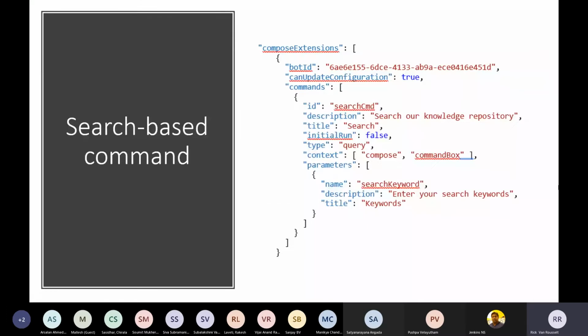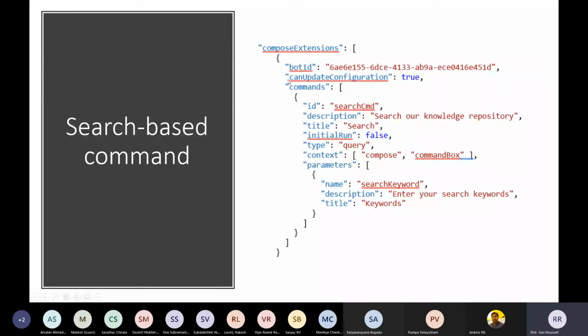So a search-based command, how do we do that in our manifest? As you can see here, it's still called compose extension, of course. They cannot change it because of backwards compatibility, we all know that. So they cannot change it in the manifest. Here we get our bot ID. So yes, we have to set up a full bot, of course. Then there's canUpdateConfiguration. I'll get to that later. You can configure your messaging extension or let people configure it if you need it. So the true or the false here defines if people can update the configuration once they install.